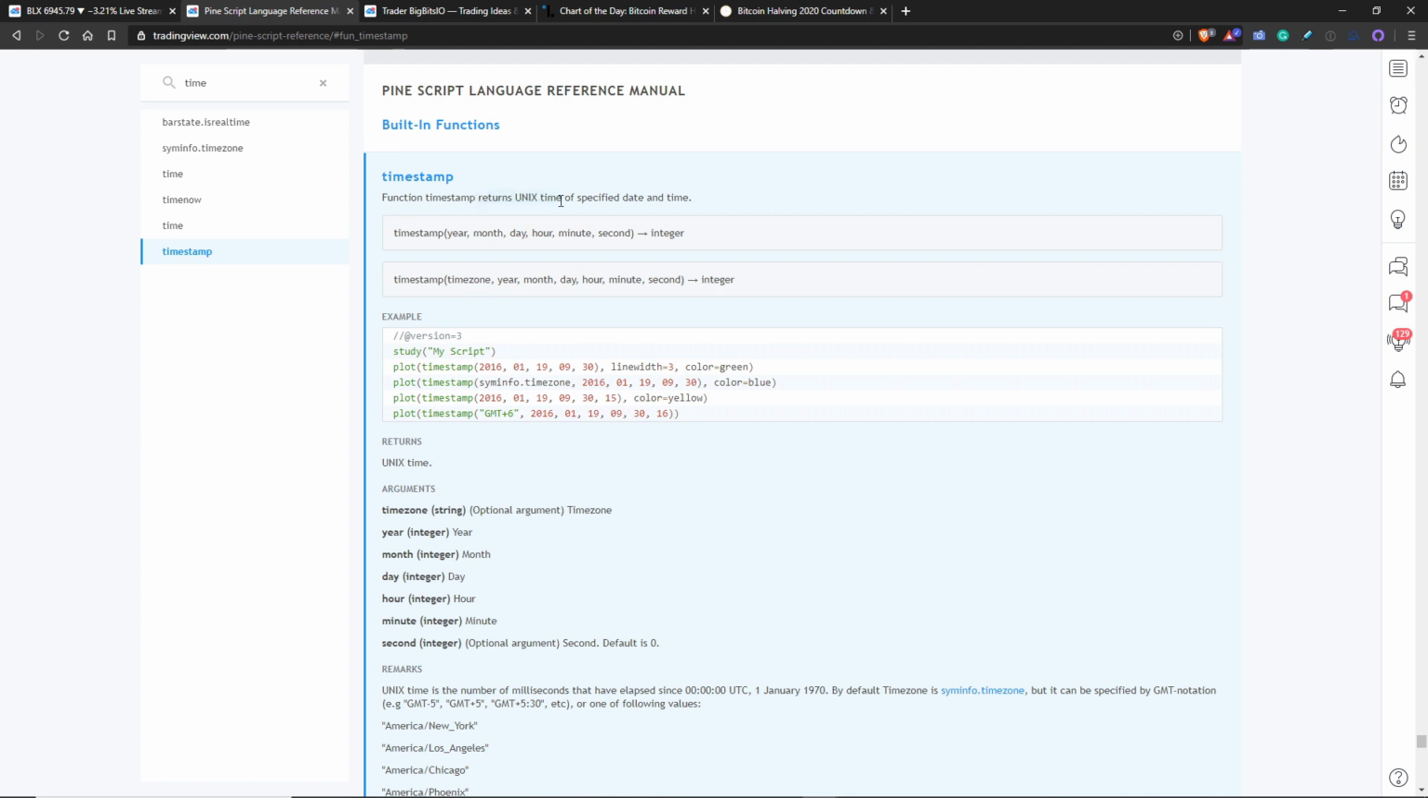return a UNIX time of the specified date and time. So what we're doing is we're passing into this timestamp function a particular date with also, I believe those are hours and minutes, and it converts those into a UNIX time. And if you're not familiar, UNIX time, if I recall correctly, is the number of seconds since a certain date in like 1971.